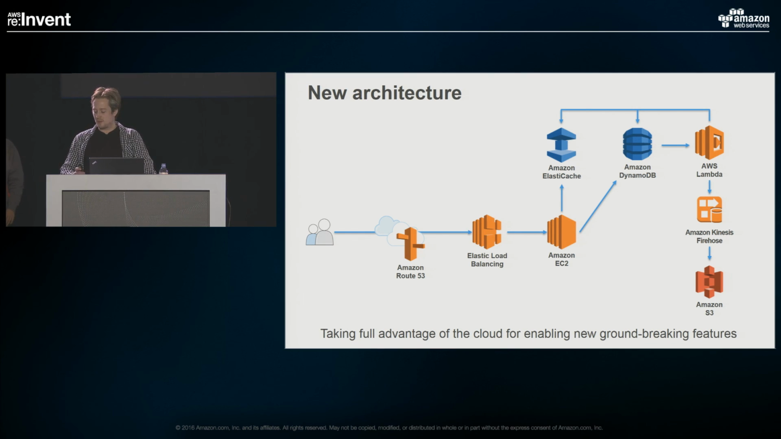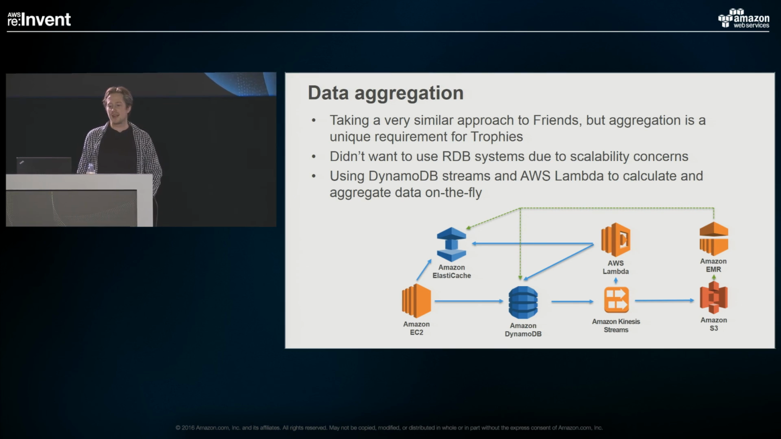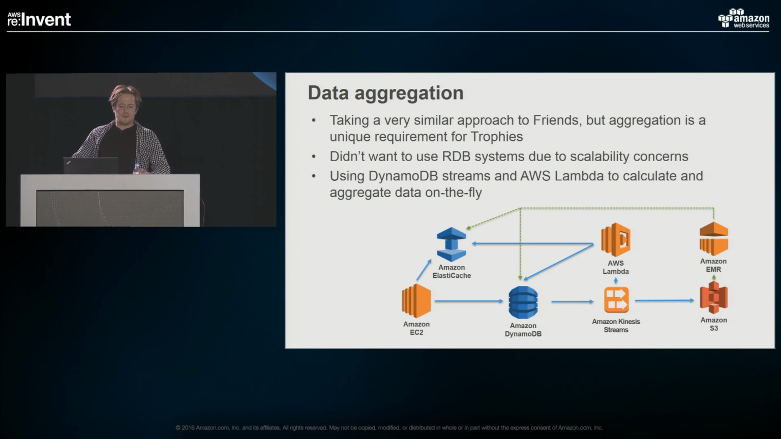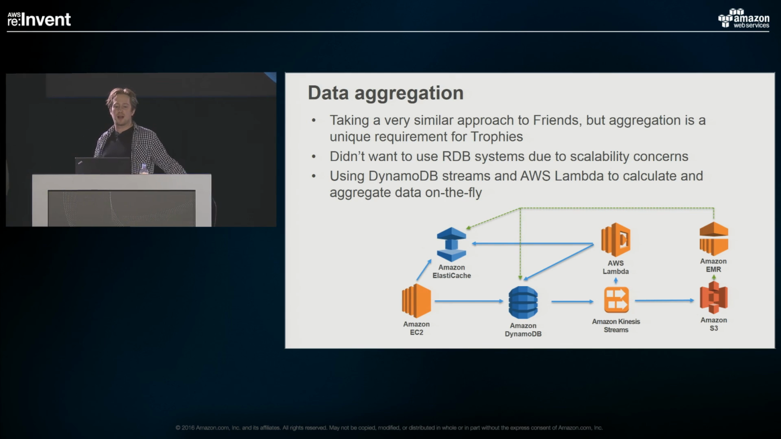Let me go a little bit more into detail on the data aggregation. It's a very similar approach to Friends, but the aggregation, as I already mentioned, is a unique requirement for trophies. We didn't want to use RDB systems due to scalability concerns. We just moved off RDB systems due to scalability issues, so we didn't want to repeat that. Using DynamoDB Streams and AWS Lambda to calculate that data was a really good option for us.